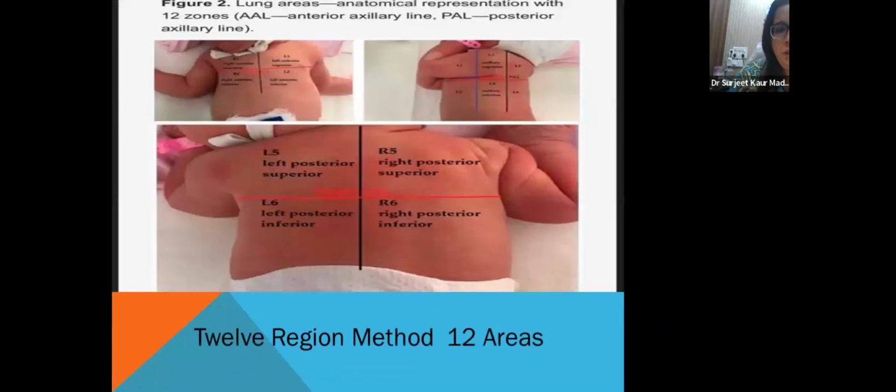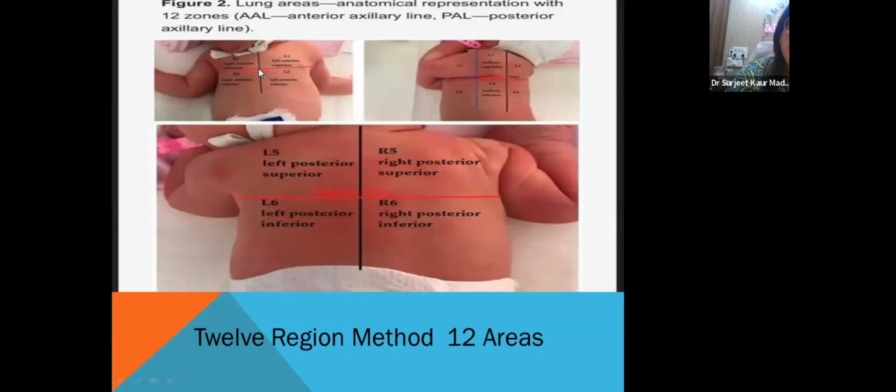Your baby has to be quiet and calm. And there are two techniques to do this. You can do either the 12 region technique or the 6 region technique. So I'll tell you how you divide the regions to do the scanning. See, this is the anterior chest wall, this is lateral, and this is posterior.